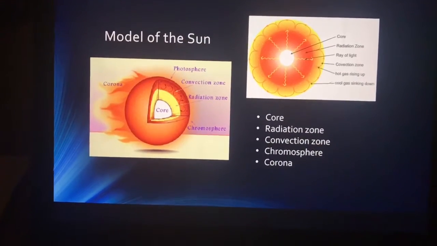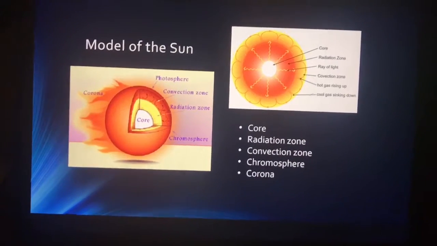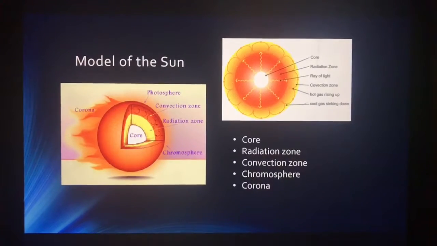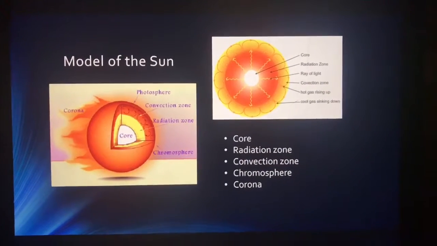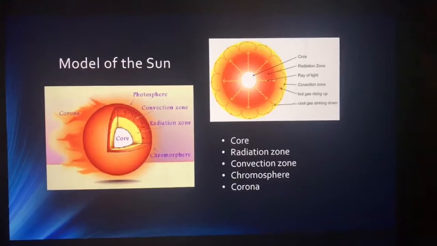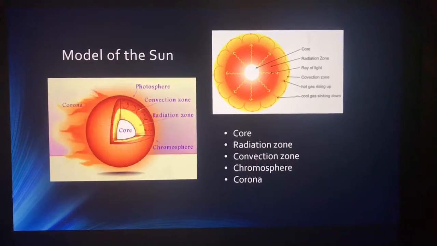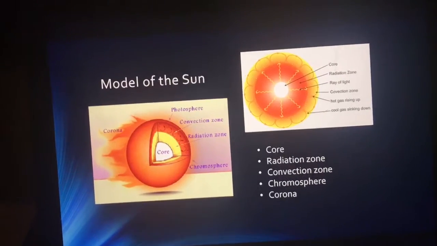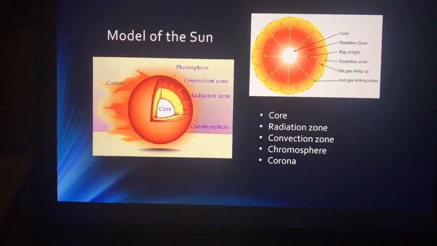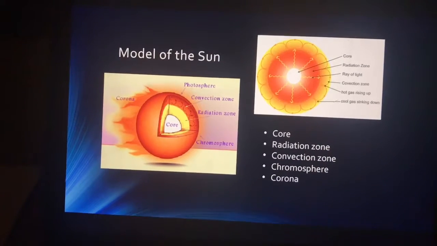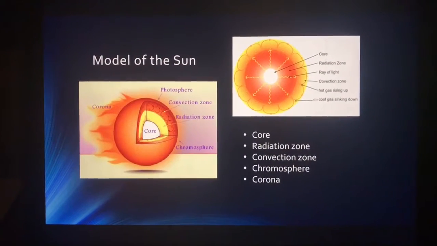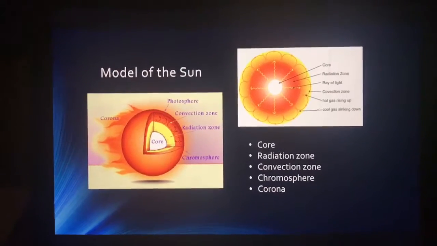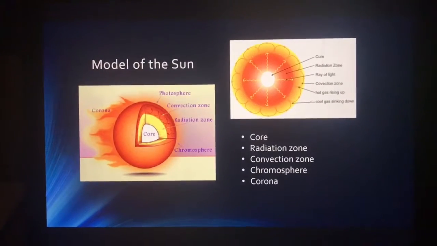light? The sun is not like Earth. Earth is actually solid. The sun is made of gas. It's just a dense ball of gas, mostly hydrogen and helium atoms. It's composed of three main layers, or three main parts: the core, the radiation zone, and the convection zone. The core makes up about 25% of the sun. The radiation zone makes up about 45%, and the convection zone makes up about 30%.